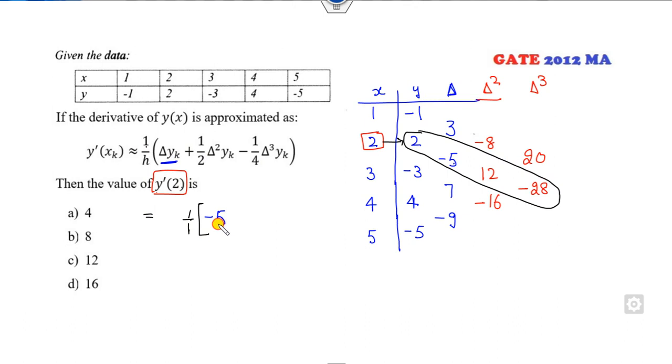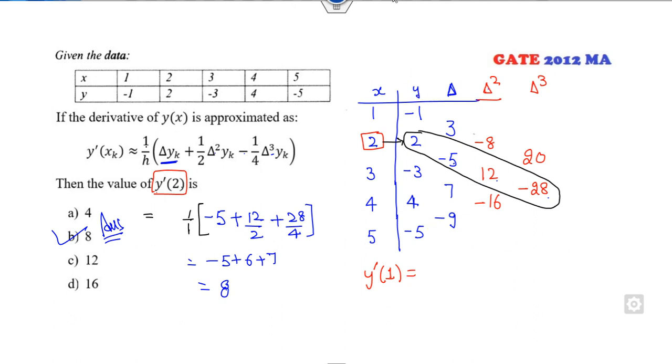The corresponding value is minus 5, plus what are the del square values? 12 over 2. What is the del cube value? Minus 28 plus 28 over 4. So the right answer is minus 1 plus 7, which is 8. Remember, if somebody asks you to find the value of y dash of 1, you have to take these pairs in the calculation. Or if somebody asks you to find y dash of 4, then this is my 4, and you have to take these two pairs in the calculation.